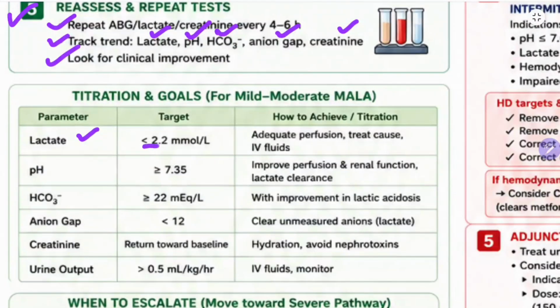Lactate should be less than 2.2. How to achieve that? Adequate perfusion, treat the cause and IV fluids. pH should be more than 7.35. How? Improve the perfusion, renal function and lactate clearance. Bicarbonate should be more than 22 milliequivalents per liter with improvement in lactic acidosis. Anion gap should be less than 12. Clear the unmeasured anions, that is nothing but lactate. Creatinine should be returning toward the baseline. Hydration, avoid nephrotoxins. Urine output should be more than 30 ml per hour. Give IV fluids and monitor.